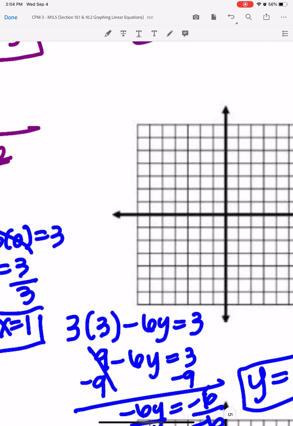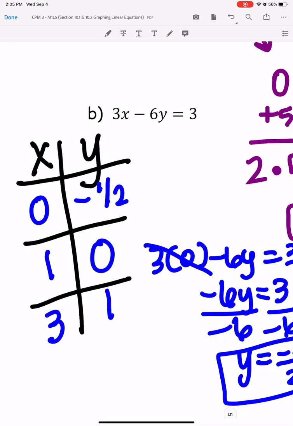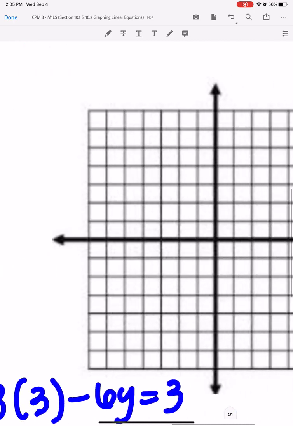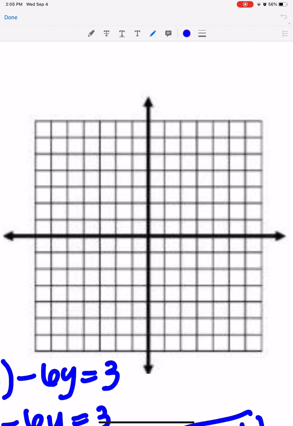I'm going to zoom in here so you guys can see it a little bit better. My first point was 0, negative 1/2. Just so you know, I'm plotting these points right here. I can't see them on my screen anymore, but those are the points I'm plotting. We have to remember OU. 0 left or right, so I'm not going left or right, and it's negative 1/2, so I'm not going down negative 1. I need to go right in between, so negative 1/2.